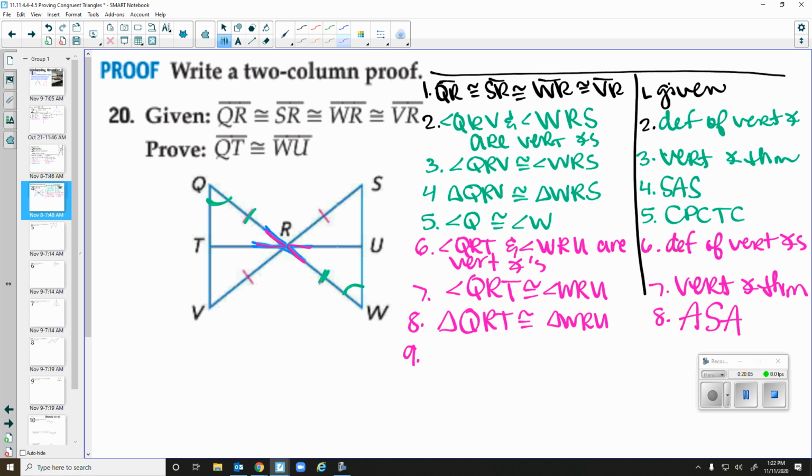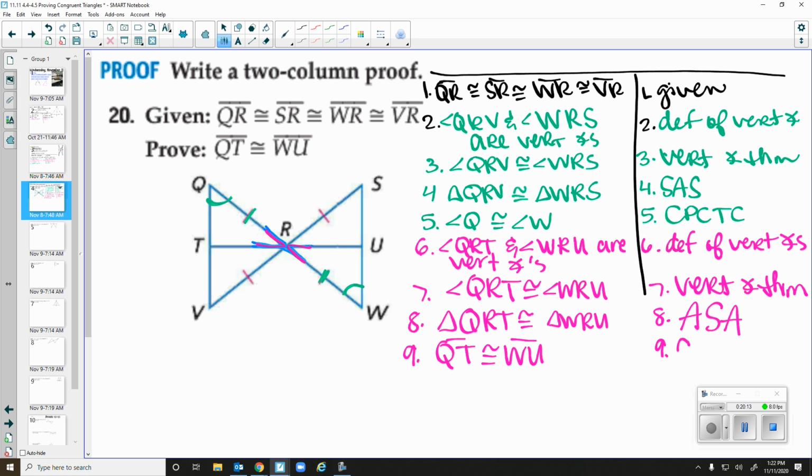And then we are now, I know it seems like it's a wild one, we are done. And that final reasoning is CPCTC: corresponding parts of congruent triangles are congruent. I warned y'all before we started, this is a long one, it's our hardest one of class.